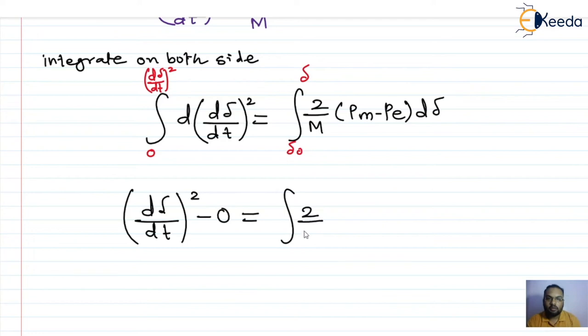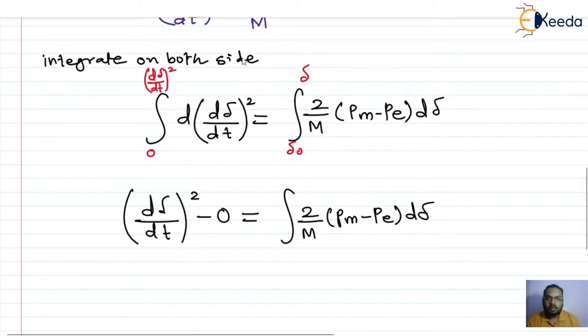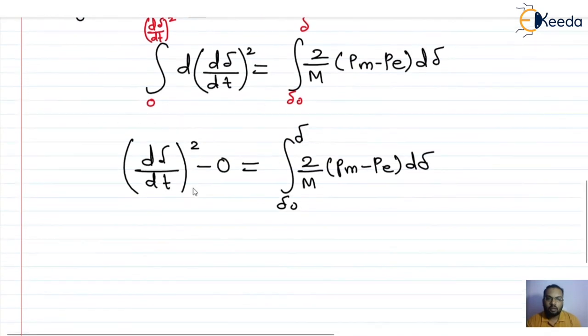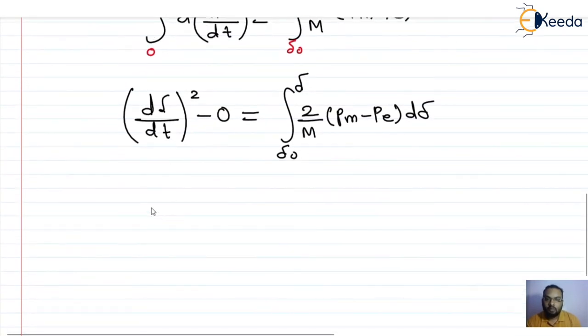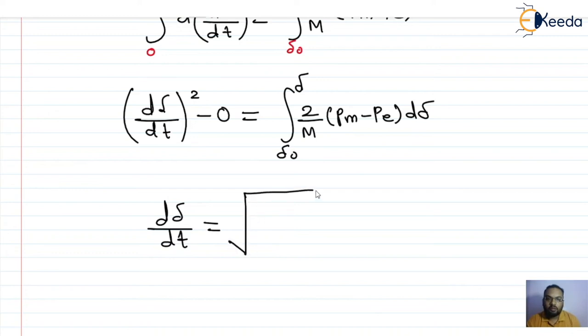integration 2/m into (Pm minus Pe) into dδ. Now again it is with the limits δ0 and δ. Here, as dδ/dt is squared, I will take the square root, so we will get dδ/dt is equal to the square root of the integration from δ0 to δ of 2/m times (Pm minus Pe) dδ.